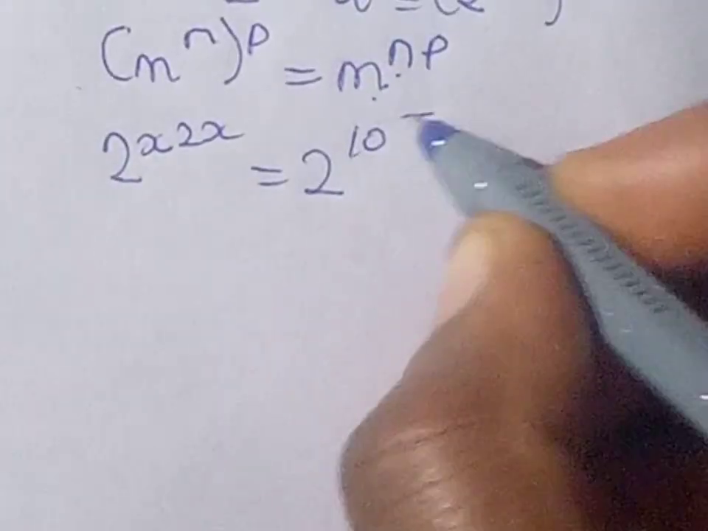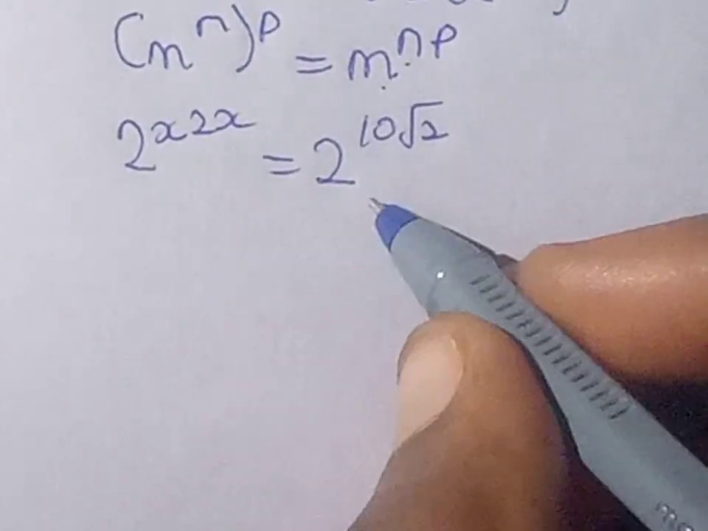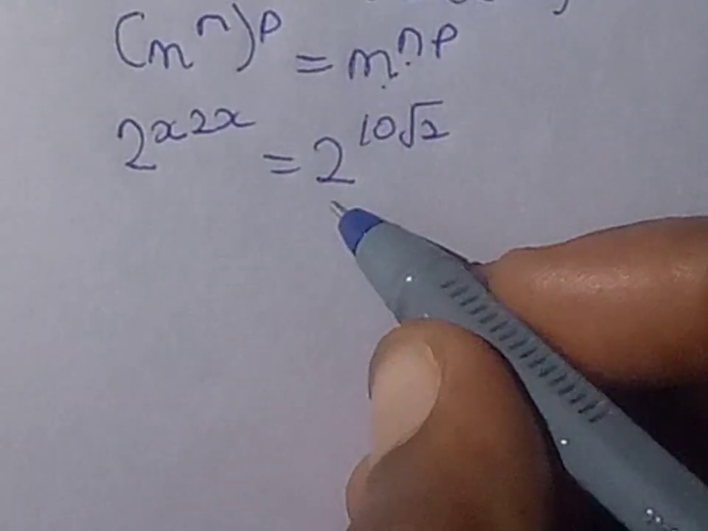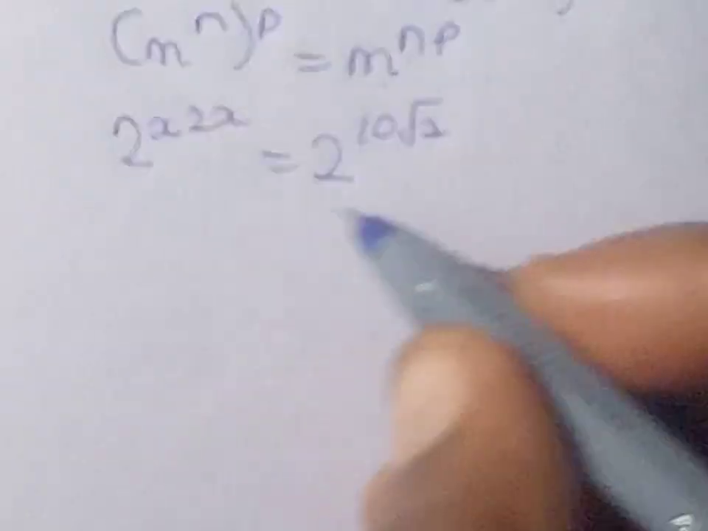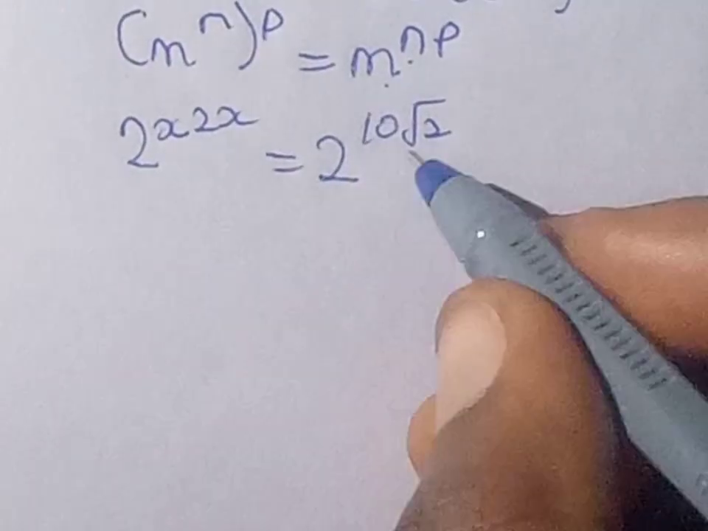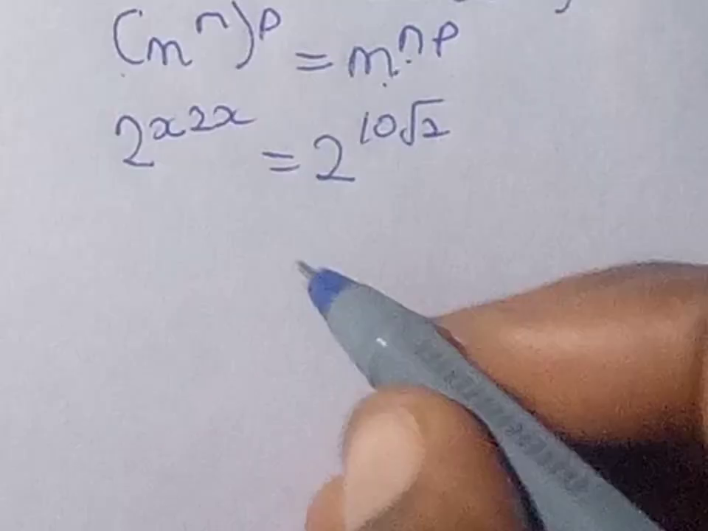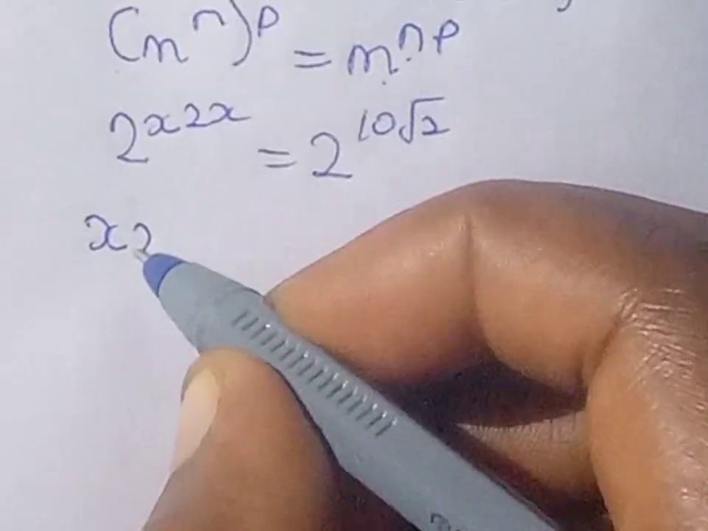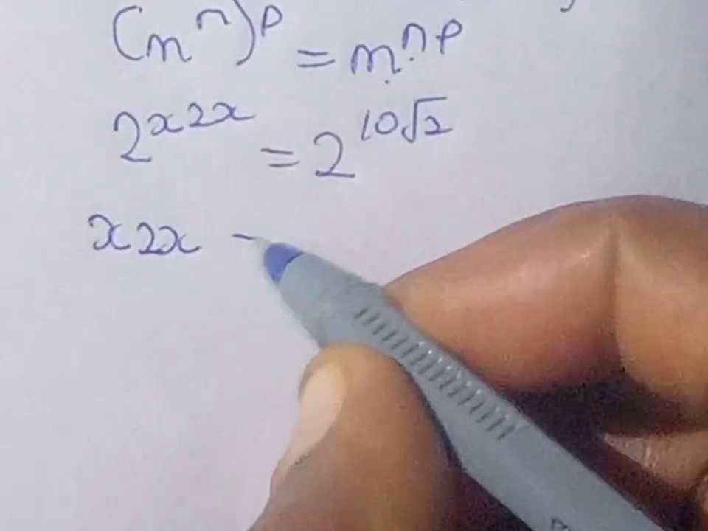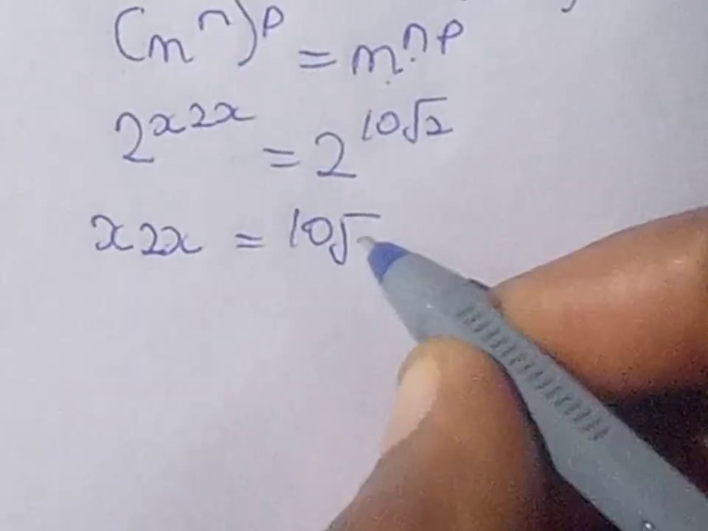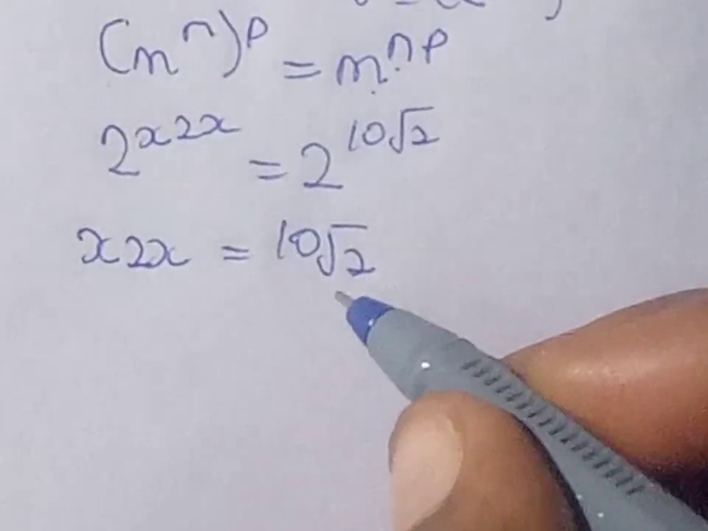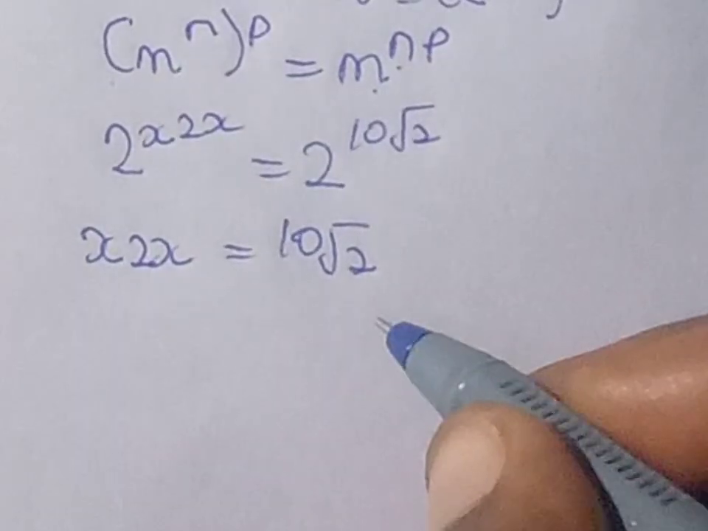So we obtain 2 raised to the power of x times 2^x equals 2 raised to the power of 10 root 2. Since both sides have the same base, which is base 2, their bases cancel completely, but their exponents still remain. Therefore, x times 2^x equals 10 root 2. Now we simply need a value of x satisfying this equation.